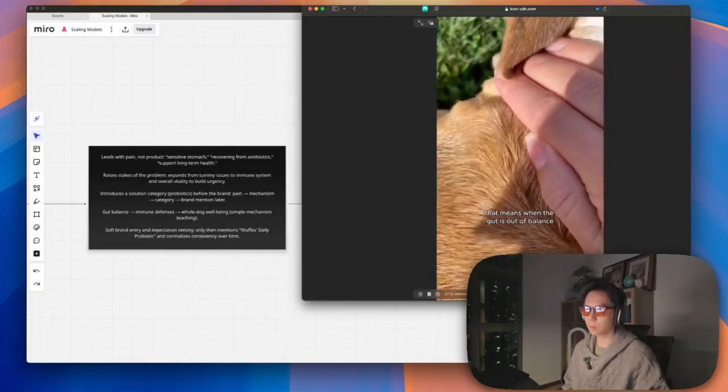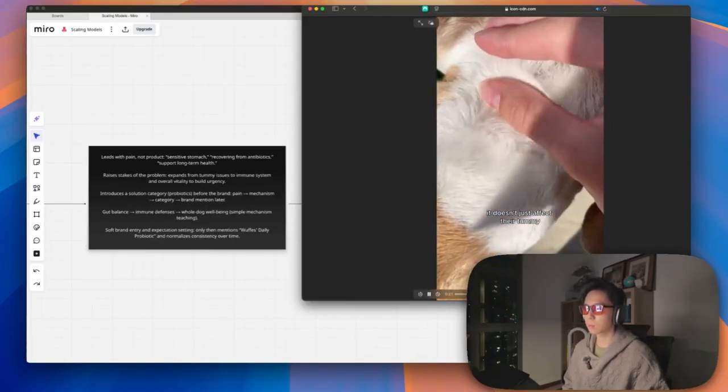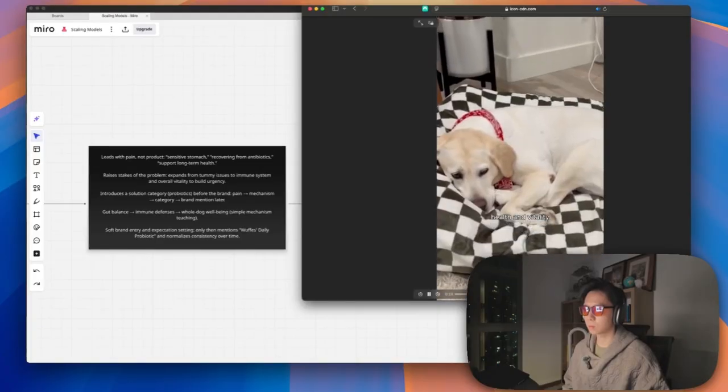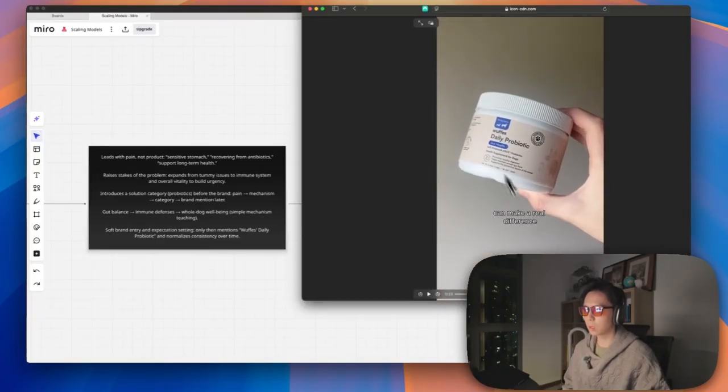That means when the gut is out of balance, it doesn't just affect their tummy. It can impact their overall health and vitality. Daily probiotic can make it... So this is the introduction of the solution. So in this case, they're positioning it as a daily probiotic.